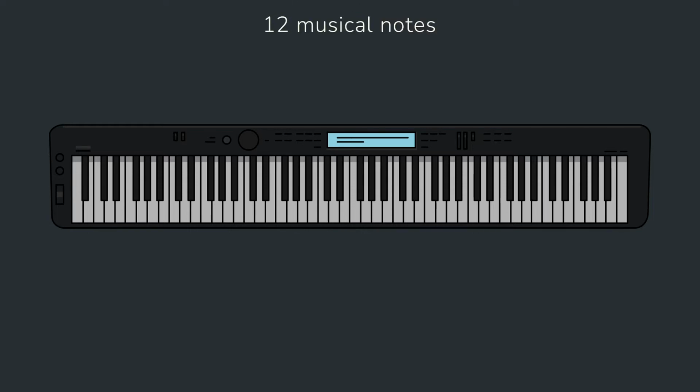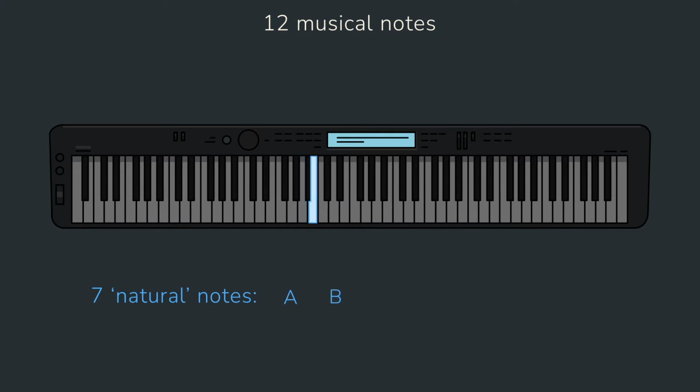In Western music, there are 12 musical notes. The natural notes are A, B, C, D, E, F, and G. Then the accidentals are the ones in between these, and they all have two different possible names.